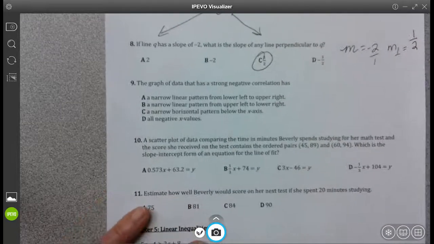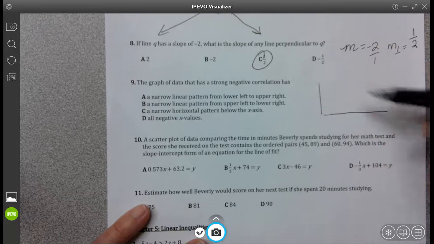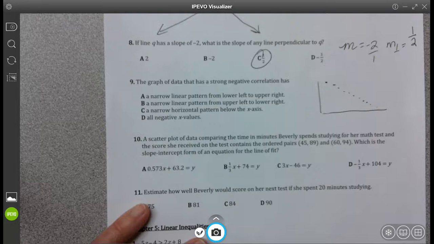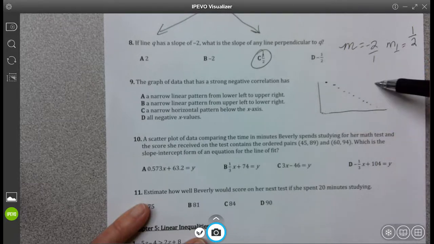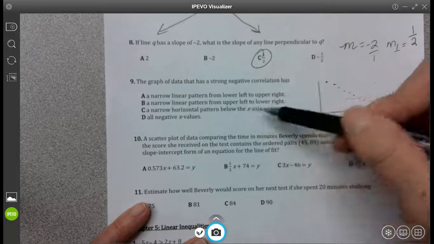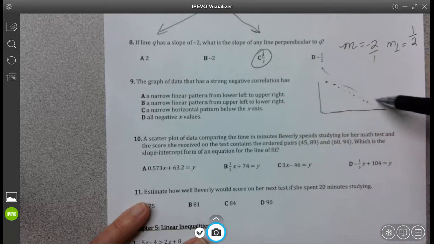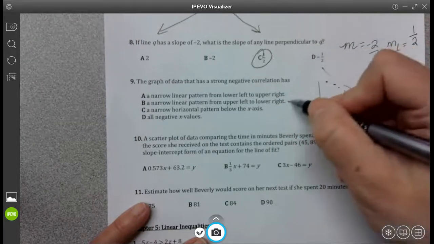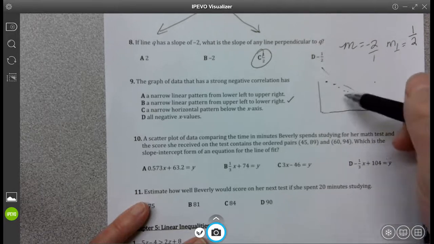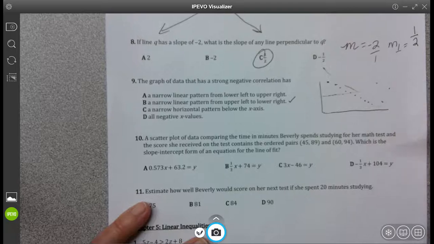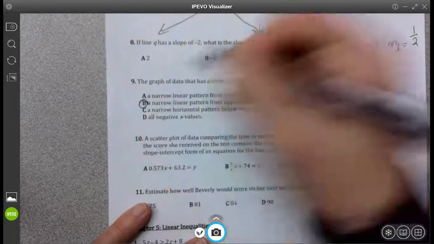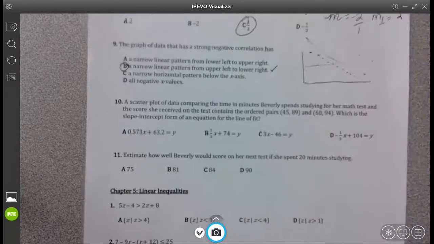The graph of the data has a strong negative correlation. Okay, negative correlation, you think of a negative slope. So draw a picture. A narrow linear pattern from lower left to upper right, no. A narrow linear pattern from upper left to lower right, yes. A narrow horizontal pattern, like the horizon, no. All negative x values, not necessarily. So your answer is B. Draw pictures to help you.